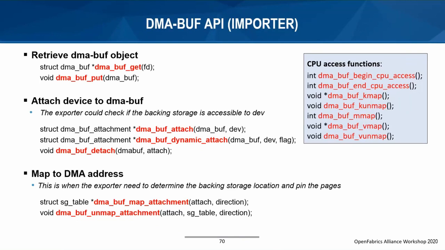The other important function is dma_buf_map_attachment. This is the function to do the address translation. At this time, the exporter will determine where the buffer is located, and need to pin the pages and get a DMA address list. Next slide, please.